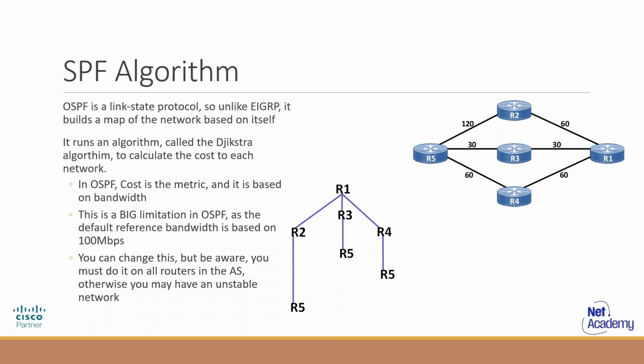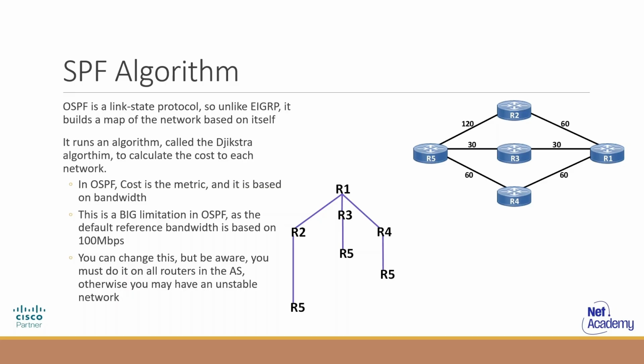And it is based solely on bandwidth, also called the reference bandwidth. And this comes into our first practical limitation with OSPF. OSPF, for the most part, and this could change depending on your vendor, and it could change depending on the software or the model that you're running, but in general, in OSPF, it is still based off of a reference bandwidth of 100 megabits per second.